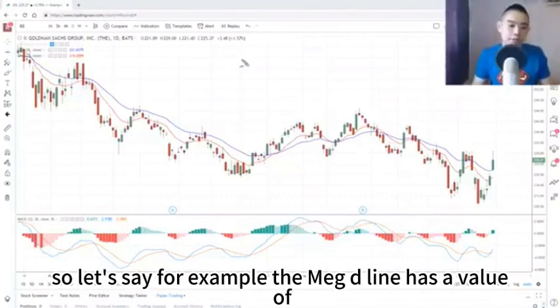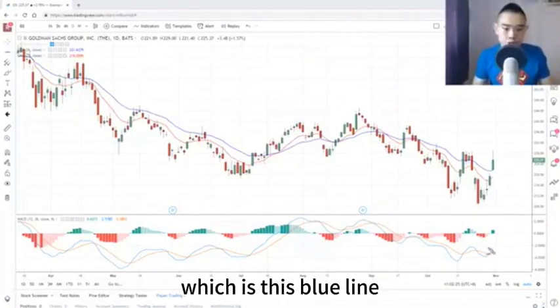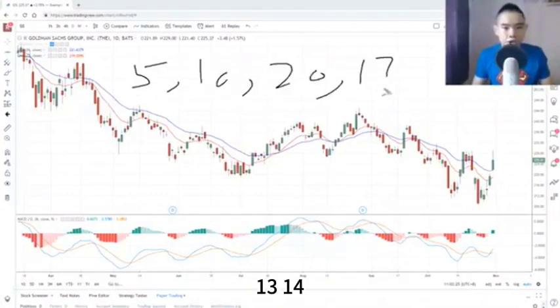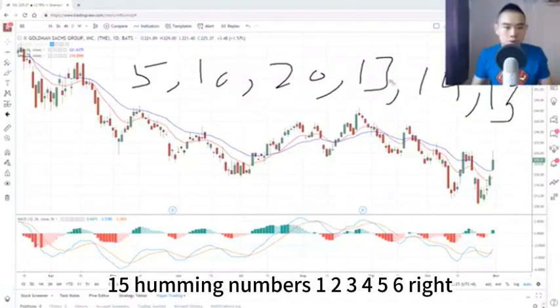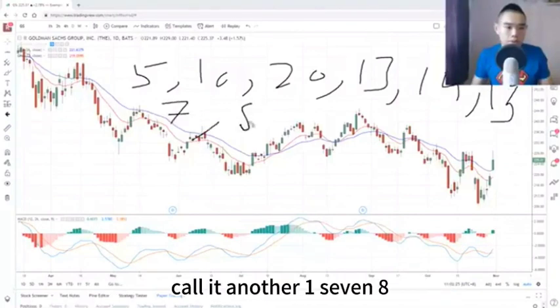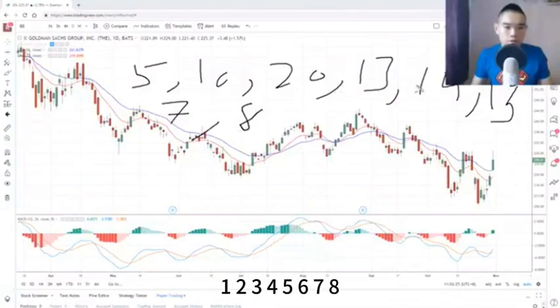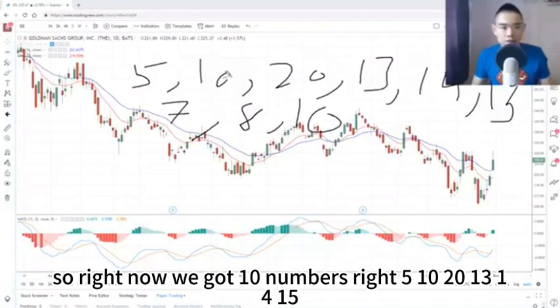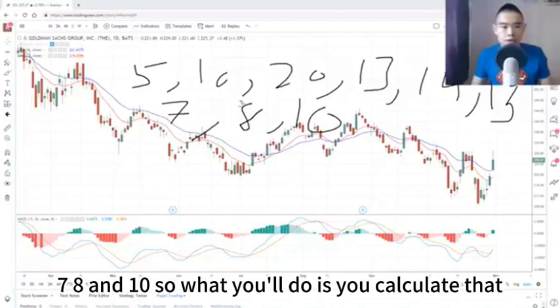So let's say, for example, the MACD line, which is this blue line, has a historical value of, let's say, 5, 10, 20, 13, 14, 15, 7, 8, and one more number, 10. So right now we have 10 numbers.